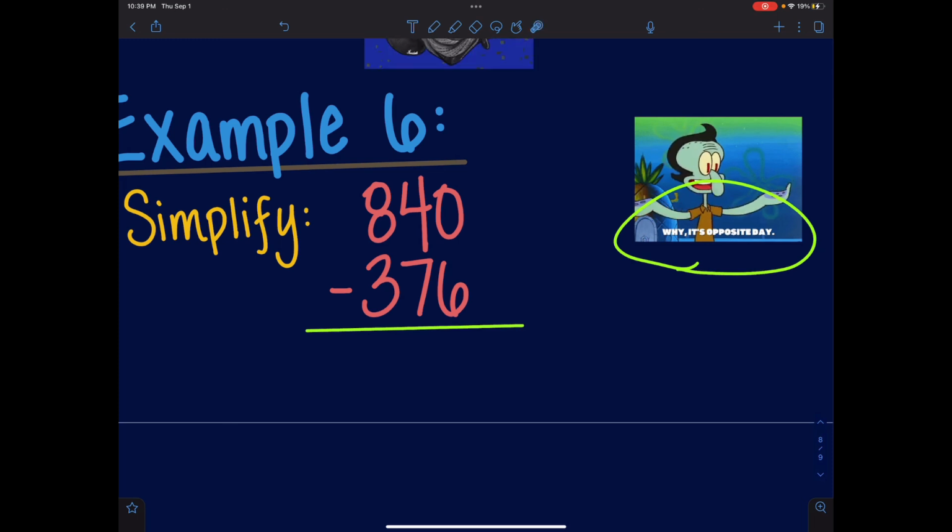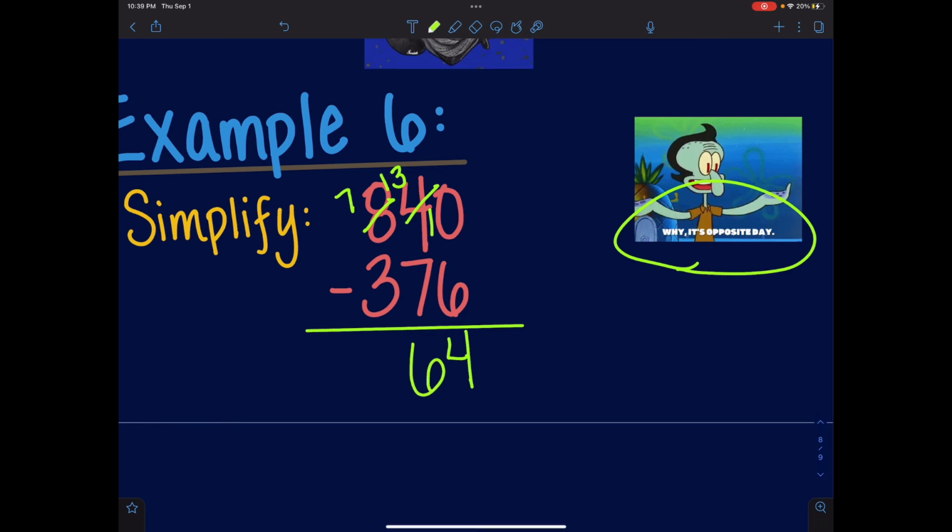All right, so let's start here. 0 minus 6. Oh, can't do that. We got to borrow. So let's make that a 3. Turn that into a 10. Now we have 10 minus 6. 10 minus 6 is 4. Now let's do the tens place. 3 minus 7. Uh-oh, have to borrow again. So let's take something from that 8, make it a 7, and turn that into a 13. Now we have 13 minus 7. 13 minus 7 is 6.